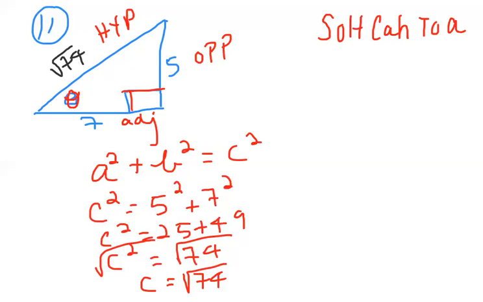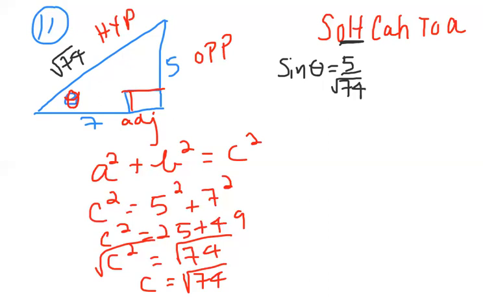Let's go ahead and list out every single one of those 6 trig ratios. Start off with the easiest one. We're using the SOHCAHTOA. Sine of theta. Remember, it's the opposite over the hypotenuse. The opposite is 5. The hypotenuse is square root of 74.